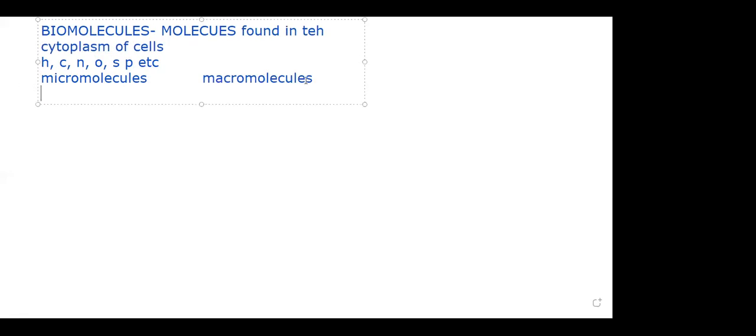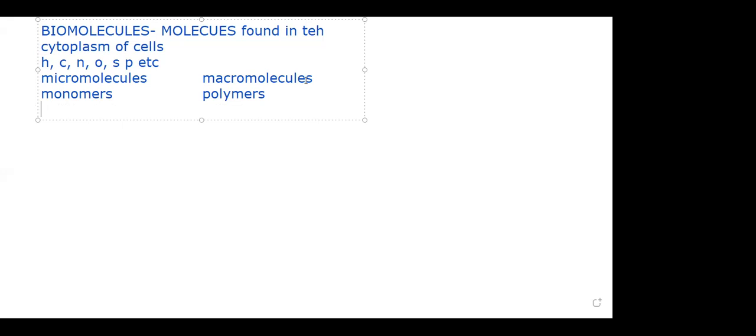It is classified into micromolecules and macromolecules. The monomers are said to be micromolecules. The polymers are said to be macromolecules. Amino acid is a micromolecule. Amino acids join together to form a polymer that is called the macromolecule.